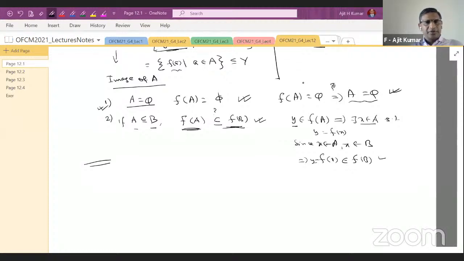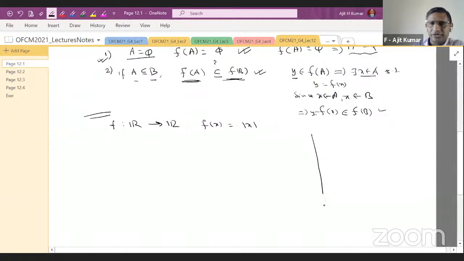Okay, fine. So let's look at some simple examples first. Suppose I take f from R to R, say f of x is equal to mod x. All of you know how to plot the graph of this function, right? We looked at this. That's the graph of the function, y is equal to mod of x.